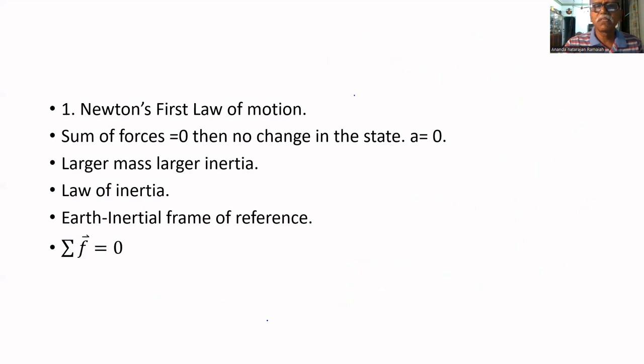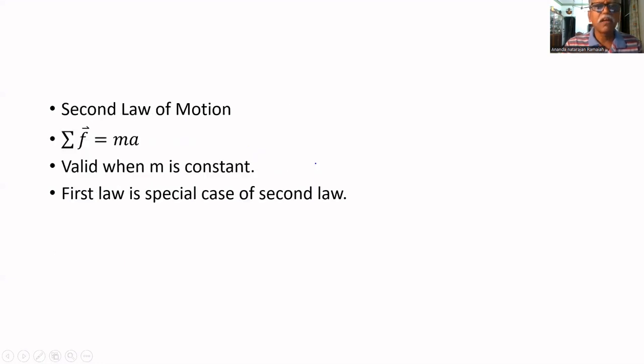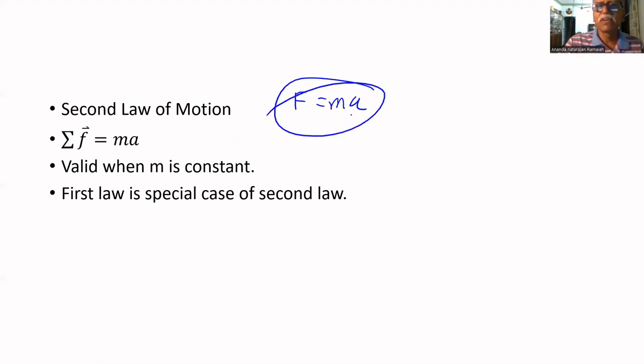Inertia means because of weight, a body is hesitant to move. If it is moving, it is hesitant to stop. That is called inertia. This is proportional to its mass. Next, second law of motion, F equal to ma, mass into acceleration. This is true only when m is constant.